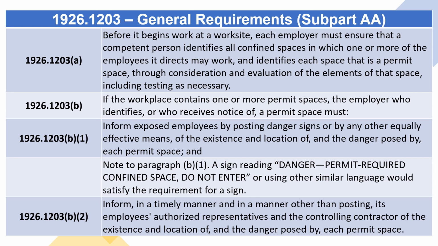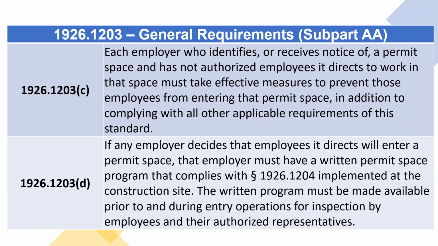1926.1203(b)(2). Inform, in a timely manner and in a manner other than posting, its employees' authorized representatives and the controlling contractor of the existence and location of, and the danger posed by, each permit space. 1926.1203(c). Each employer who identifies, or receives notice of, a permit space and has not authorized employees it directs to work in that space must take effective measures to prevent those employees from entering that permit space, in addition to complying with all other applicable requirements of this standard.